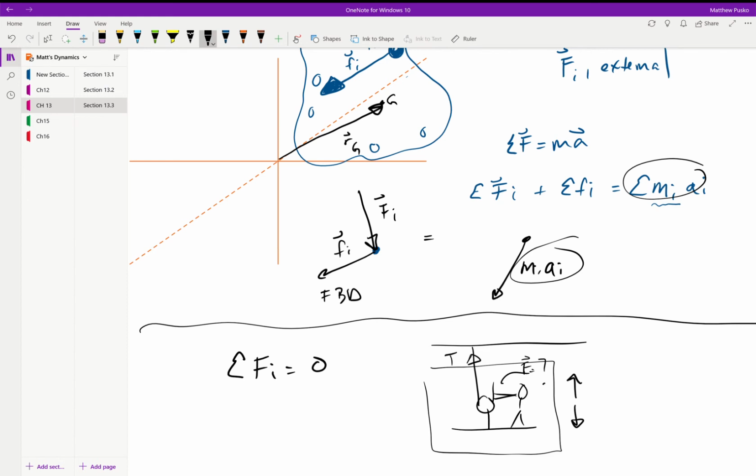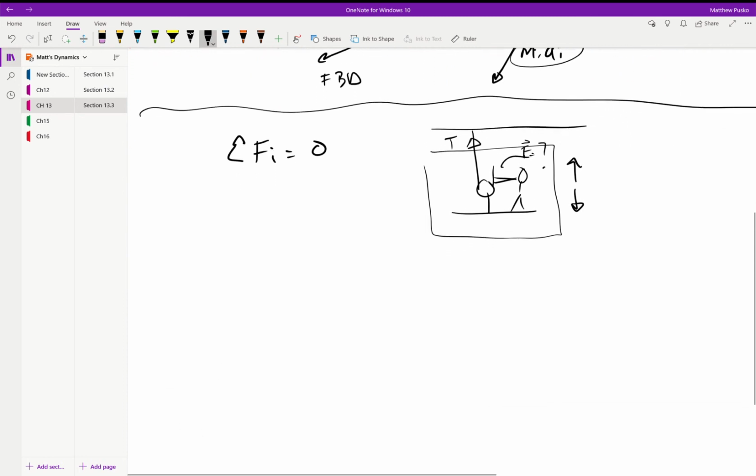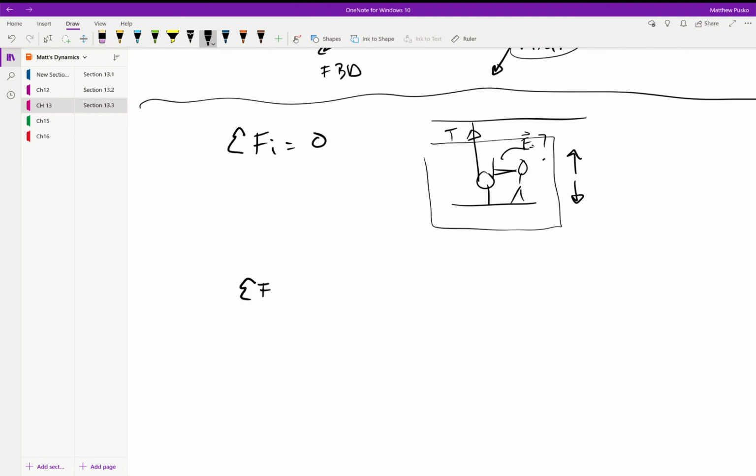So we can ignore these internal forces and only the sum of the external forces will be considered. Therefore, we will write the summation of the external forces is equal to the summation of the mass i times acceleration i.